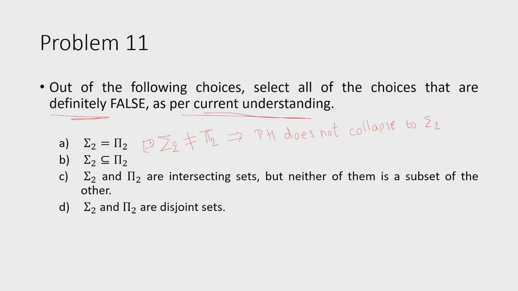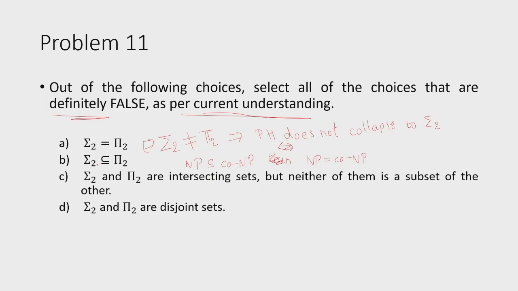Similarly, if sigma 2 is in pi 2, then again PH would collapse to the second level. We saw this: if NP is contained in co-NP, then this double implies NP equals co-NP. This we saw a few problems back.